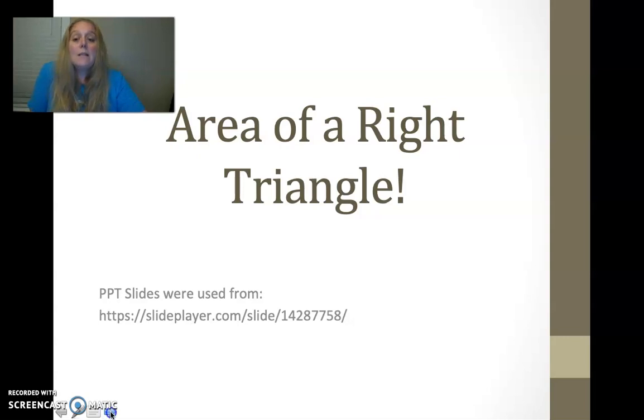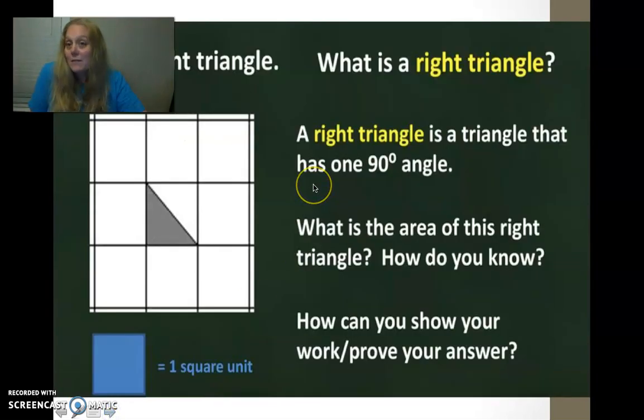Once again, just a reminder, what is a right triangle? A right triangle is a triangle that has one 90-degree angle. For example, if you're looking at this figure over here, you see a lot of squares and rectangles. If this rectangle right here were 1 square unit, what would be the area of this right triangle?